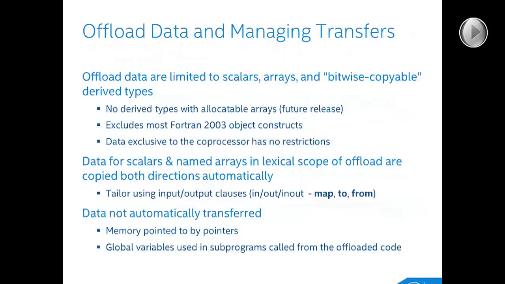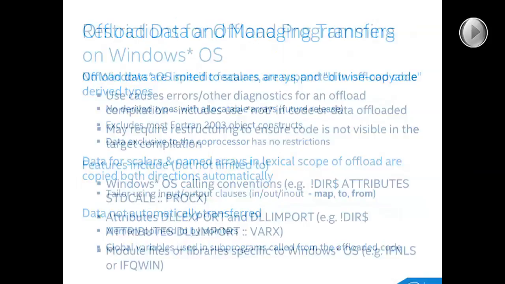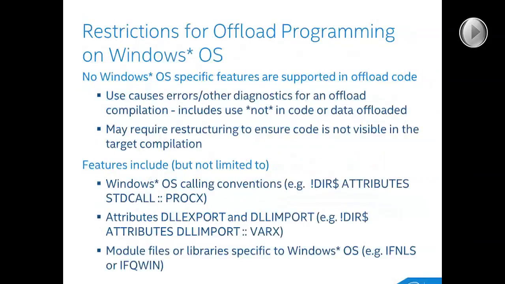So you want to take a look at the data transfers, and you can tailor those with some of those clauses that I described earlier under both of the implementations, and minimize the amount of data transfer that's necessary for the offloaded code. There's some data also that's not automatically transferred, and that would be memory that's pointed to by pointers, or any global variables that might be used down in subprogram calls that originate from offloaded code that the compiler can't see down that call chain.